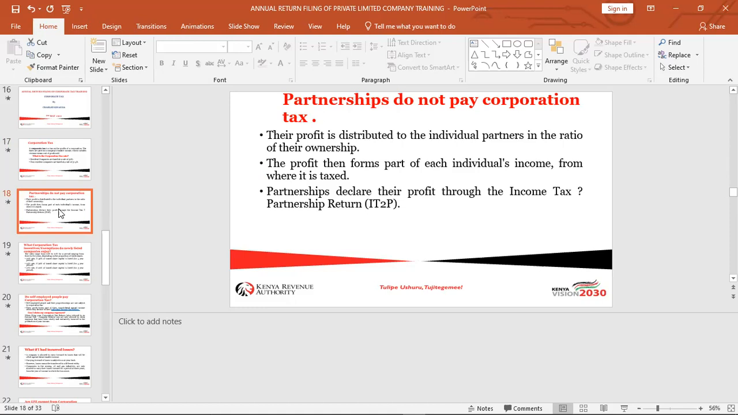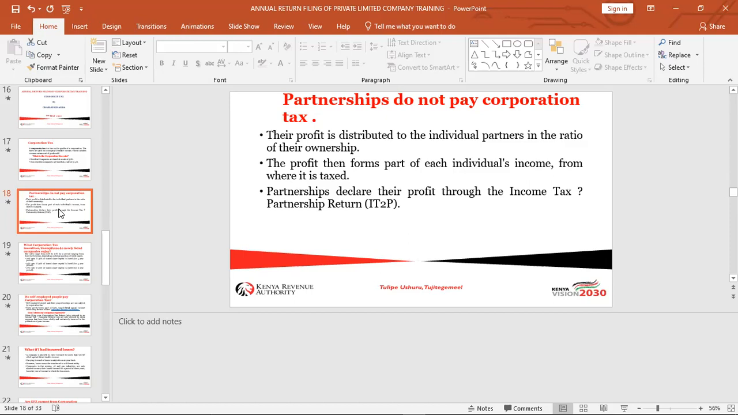Partnership profit is distributed to individual partners in the ratio of their own ownership. That is where we refer to the partnership deed. So whatever you signed in the partnership deed, that is how you are going to share the profits. Once the profits are shared, the profit then forms part of each individual's income, from where it is taxed. Then partnerships declare their profit through the income tax partnership return. That is IT2P. Also, as we go on, I wish somebody could note what we are supposed to cover. So we can write somewhere, you remind me, we cover partnership, filing of partnership.